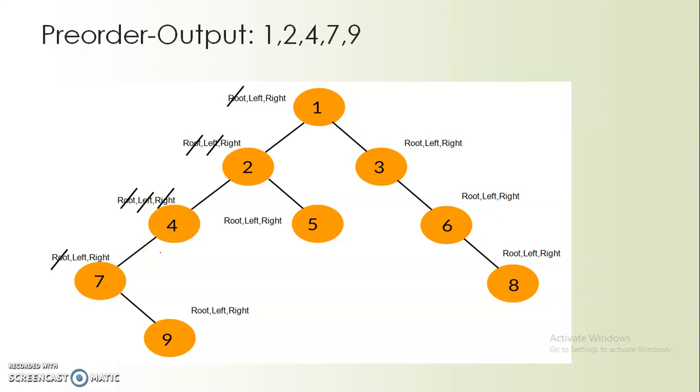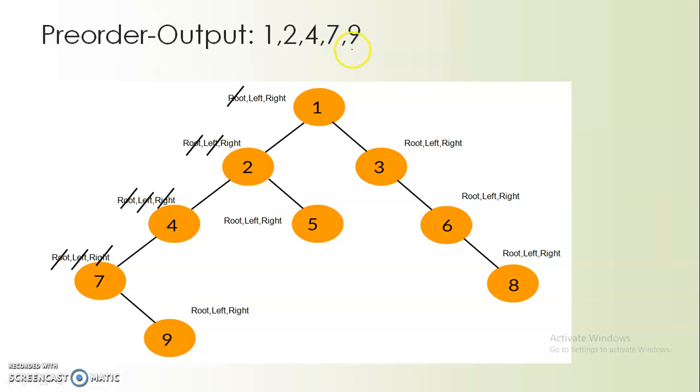Next, 7 is over, so root is struck out. Left is over, so strike out. Now go to the right. Okay, in the right side we have the 9. Show the 9 in the output. Okay, 9 is on the output.